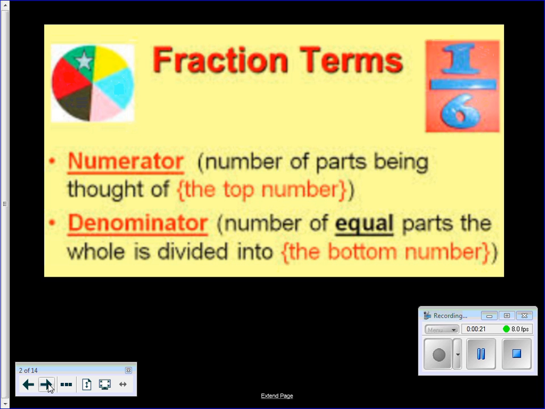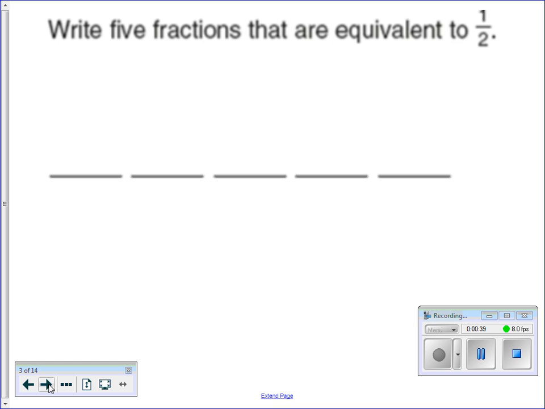Remember that the numerator is the number of parts being thought of, all right? It's always the top number of a fraction. And the denominator is the number of equal parts the whole is divided into, or it's the total. It's always the bottom number, okay? So for 1/6, remember the numerator is the 1 and 6 is the denominator. So let's just go ahead and dive into a few examples here.